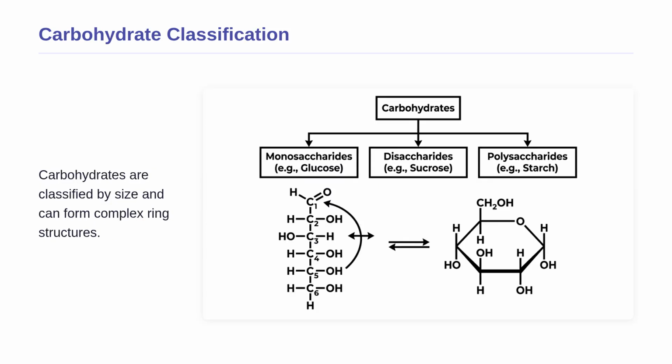To visualize everything we have discussed, look at this classification diagram. At the top, you can see carbohydrates branching into monosaccharides, disaccharides, and polysaccharides, depending on how many sugar units are linked together. Below that, we see the actual chemical structure of glucose. Notice how it can exist as a straight vertical chain on the left, but it can also fold into a stable hexagonal ring structure on the right. This ring formation is how sugars typically exist in your bloodstream and in nature.